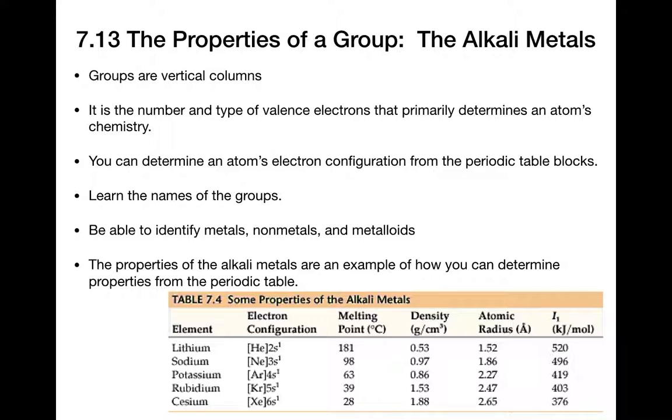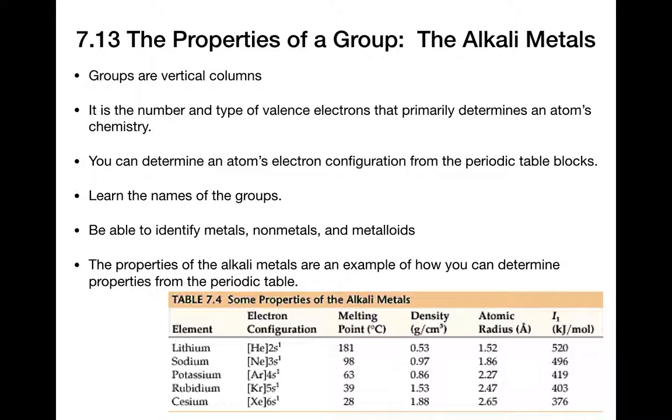The first ionization energy of lithium through cesium shrinks from 520 to 496 to 419 to 403 to 376, and that's due to the changing of energy levels from level 2 to level 6, which creates a greater distance and quite a bit of shielding. So the cesium atom is easier to remove the electron from than the lithium atom. So you can determine the properties from the location on the periodic table.